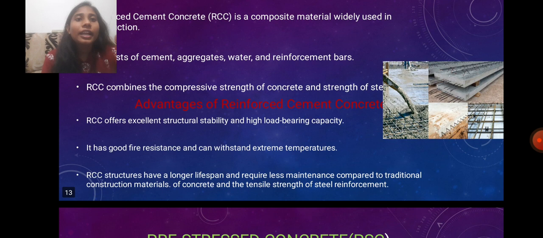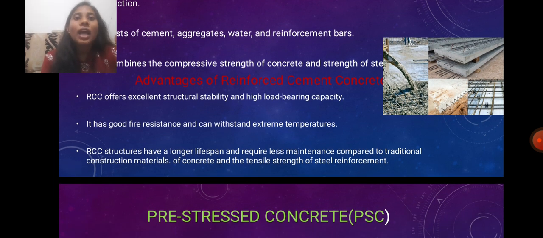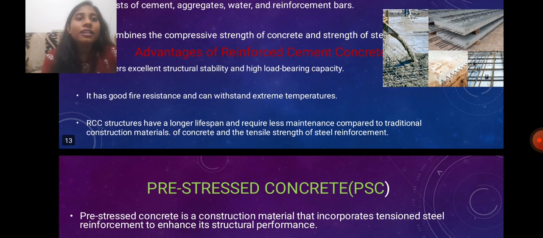Advantages of reinforced cement concrete: RCC offers excellent strength, stability and high load bearing capacity. It has good fire resistance and it can withstand extreme temperatures. RCC structures have a long lifespan and require less material compared to the traditional components of concrete and steel reinforcement.